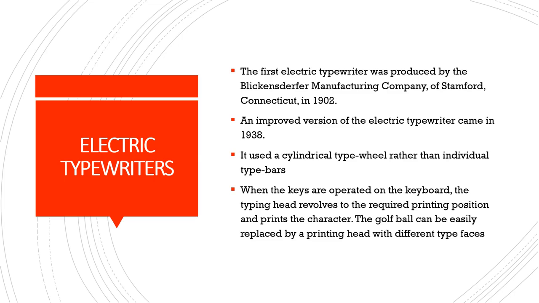Next one, electric typewriter. The first electric typewriter was produced by Blickensderfer Manufacturing Company of Stamford in 1902, and it was the trial version. The improved version came in the market in 1938, and it was the excellence version, and it used a cylindrical type wheel rather than individual type bars. It will use the electric technology.